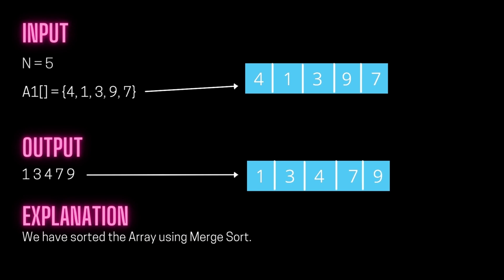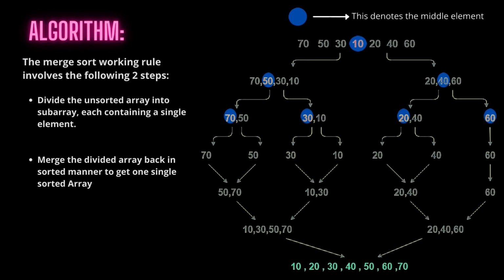We are given an array of n elements and the output is the sorted array in ascending order. We have sorted the array using merge sort. Let's see the algorithm to solve this question.